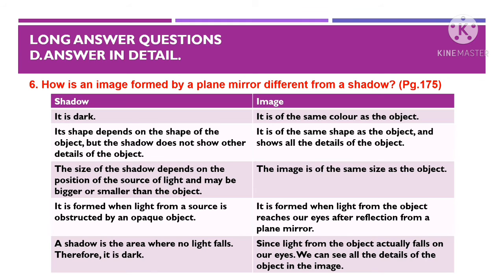Shadow is formed when light from a source is obstructed by an opaque object. Image is formed when light from the object reaches our eyes after reflection from a plane mirror. A shadow is the area where no light falls. Therefore, it is dark. Since light from the object actually falls on our eyes, we can see all the details of the object in the image.